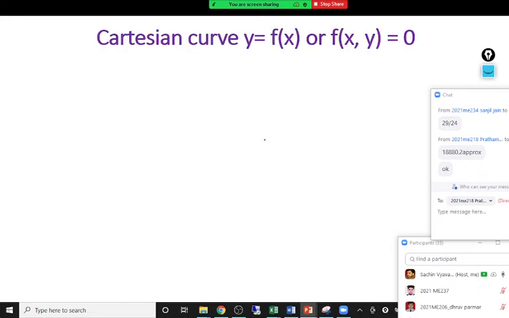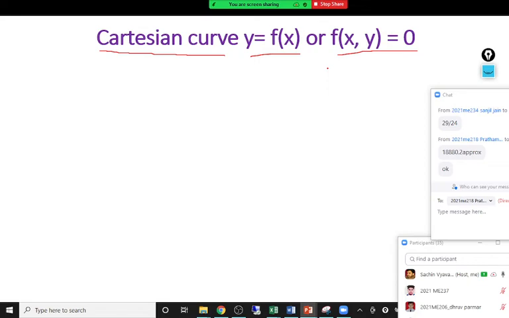The first thing, we are interested in Cartesian curves right now. These are the Cartesian curves, y equal to f(x) and f(x, y) equal to 0. When the equation is in terms of x and y, that is a Cartesian equation. This is the explicit form, y equal to f(x), and f(x, y) equal to 0 is the implicit form. The equation may be in any of those forms, and you should know the curve.